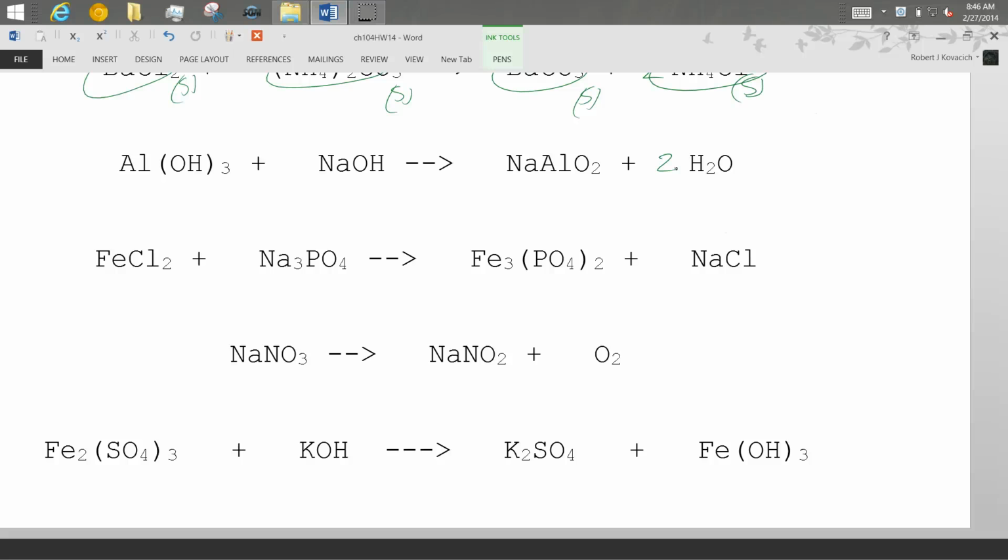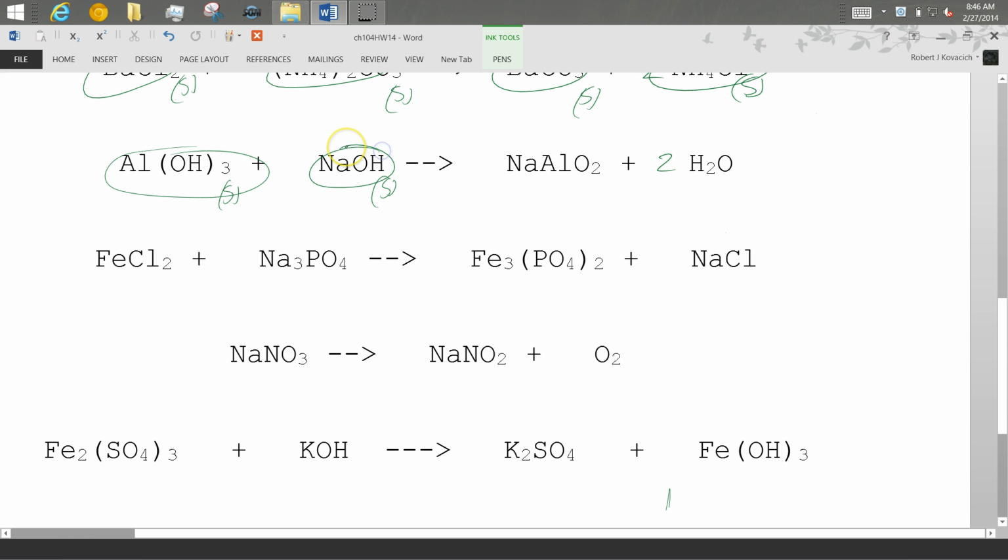States, the first one? Solid. Solid? That's an ionic compound, right? So we'll go ahead and circle that one. The next one? Solid, and then we'll circle that one. And the next one? It's another salt, right? So we'll call it a solid, and then the last one, liquid.